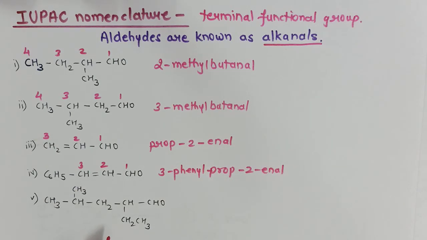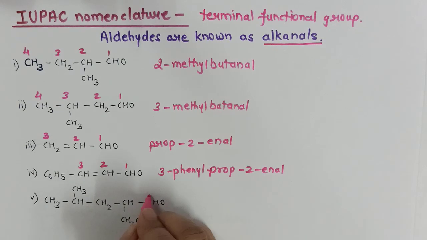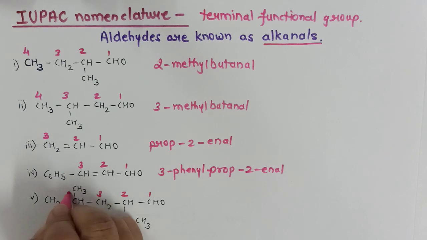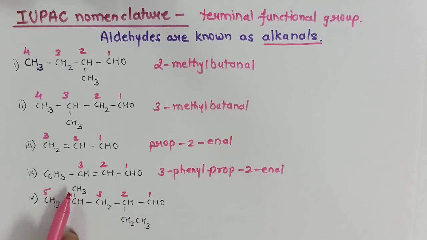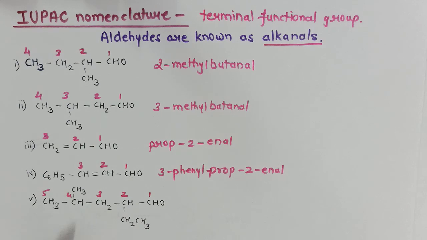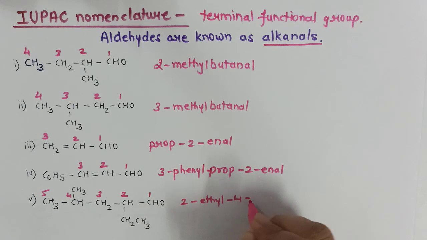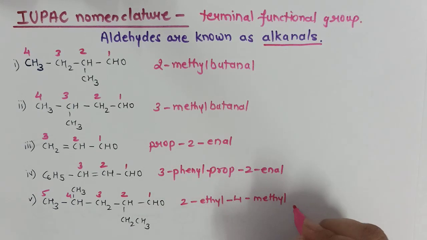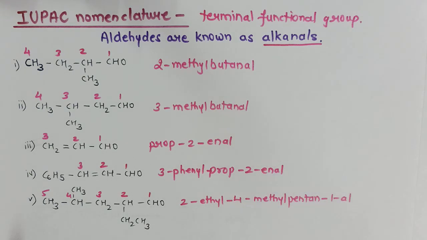Now the next example is an interesting example. We have two branches here and the main functional group, the terminal functional group. So the numbering will start from CHO. Now there are two branches which we will arrange alphabetically. So this will be 2-ethyl, 4-methyl, pentane-1-al. Since aldehyde is a terminal functional group, if we don't mention even 1, then it is accepted. You can directly write it as pentanal also.